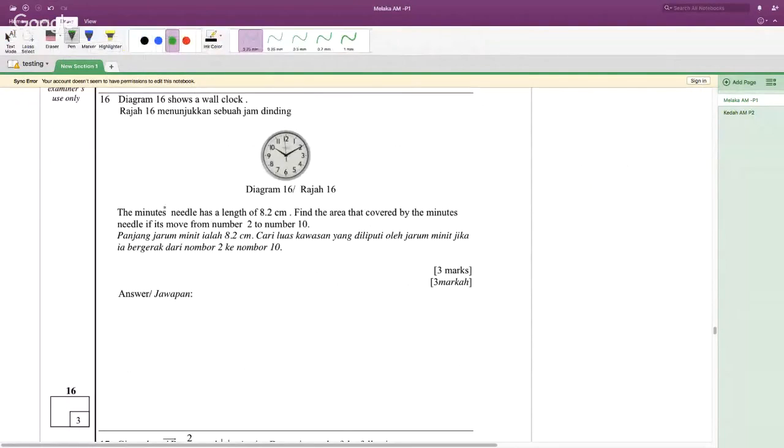Okay, the minute needle has a length of 8.2 centimeters. I guess the question is trying to say this is the minute needle, so the radius is 8.2. Find the area covered by the minute needle if it moves from 2 to 10. It moves from 2 o'clock to 10 o'clock, so the question asks you to find this area.